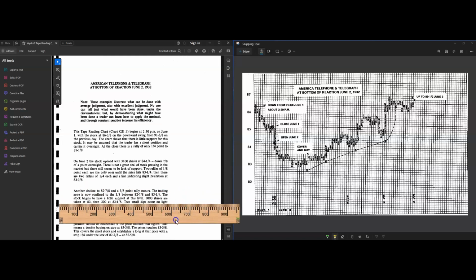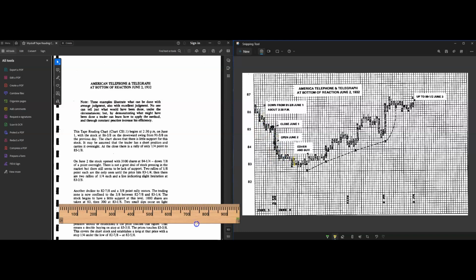Another decline occurs to 82 and 7/8. So 82 and 7/8 is 1, 2, 3, 4, 5, 6, 7. Right here, that's the low. And a 3/8 point rally occurs. Where's the 3/8 point rally? It's this. That's the rally. That's the biggest rally out of all the rallies. On the way down, this is the biggest one yet.